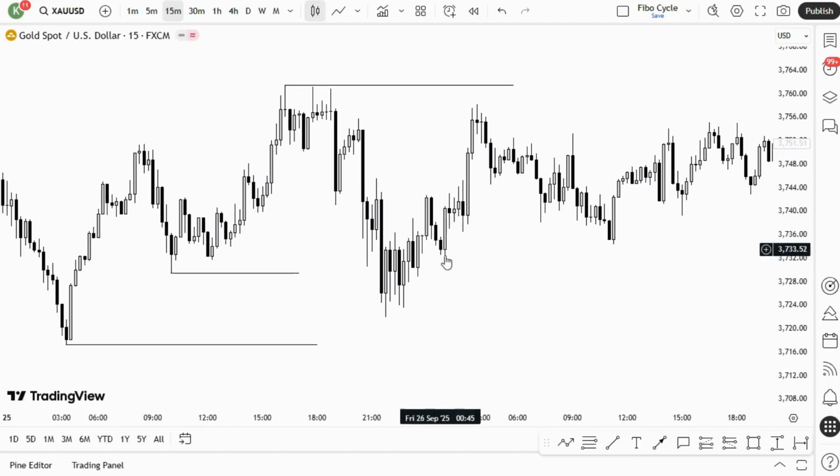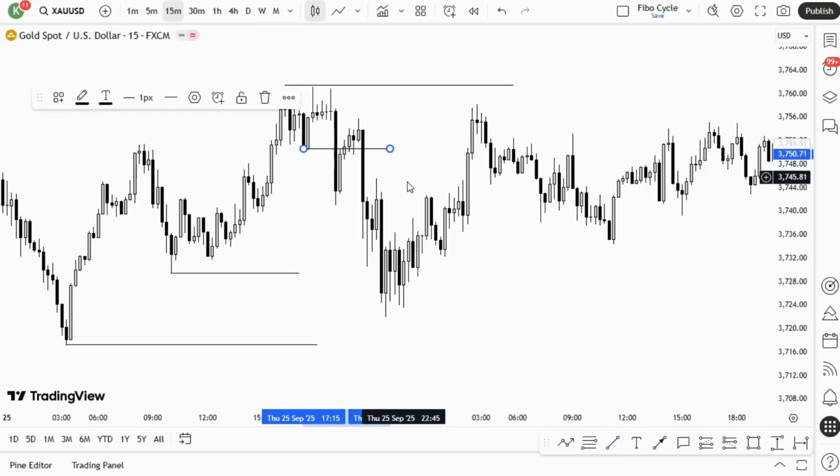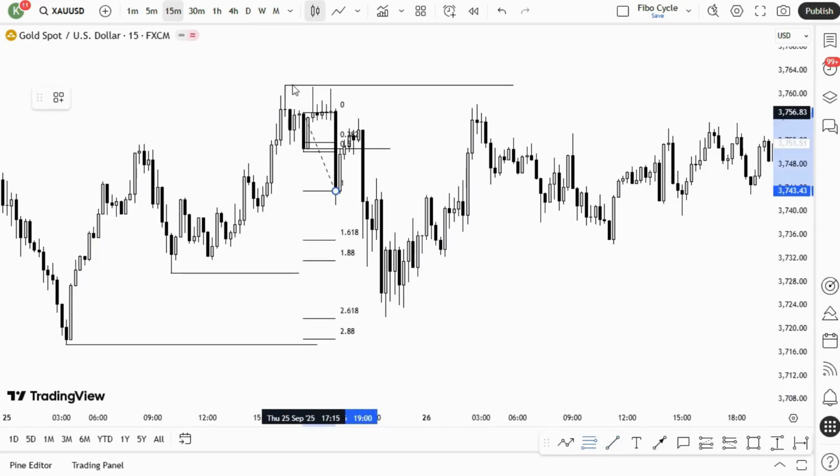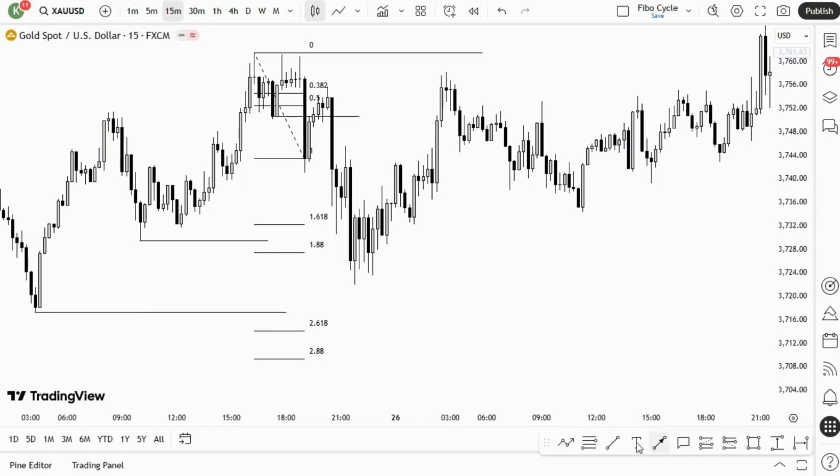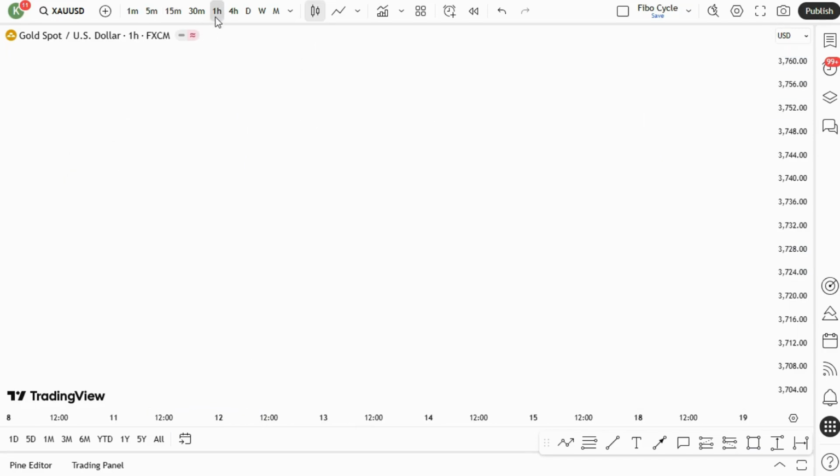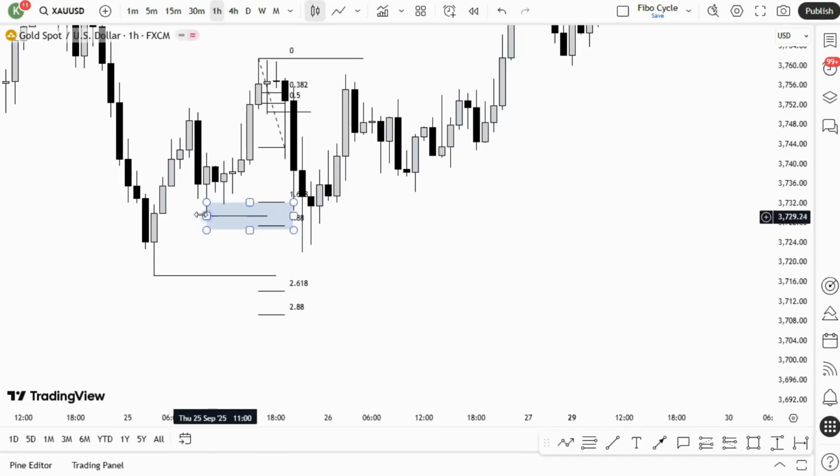So when we see here, we have a CB1 here. Okay, so you can see that this 161 level is overlapping with the intermediate term low. So that is one confluence. And when we scale up to H1, there was a fair value gap here. Okay, so this is a mitigated fair value gap.